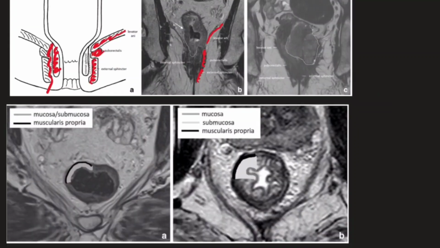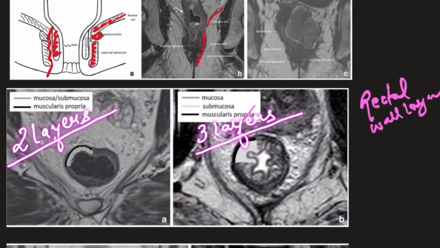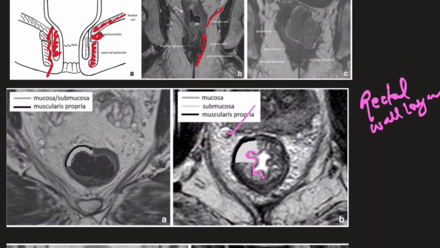So next is the rectal wall layers. Okay, the rectal wall layers. So there are three layers of the rectum. The innermost is the T2 intermediate mucosa. The middle one is the T2 hyperintense submucosa. Because of fat, it is T2 hyperintense. And the outer one is the T2 hypointense muscularis propria.